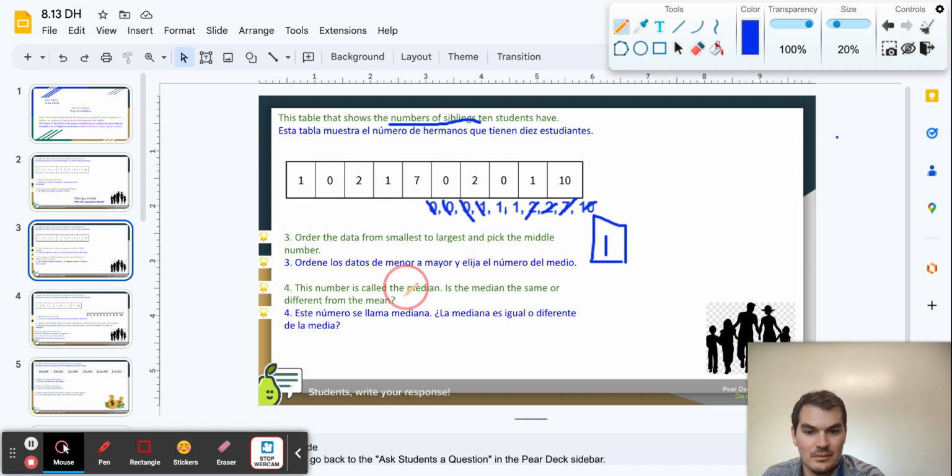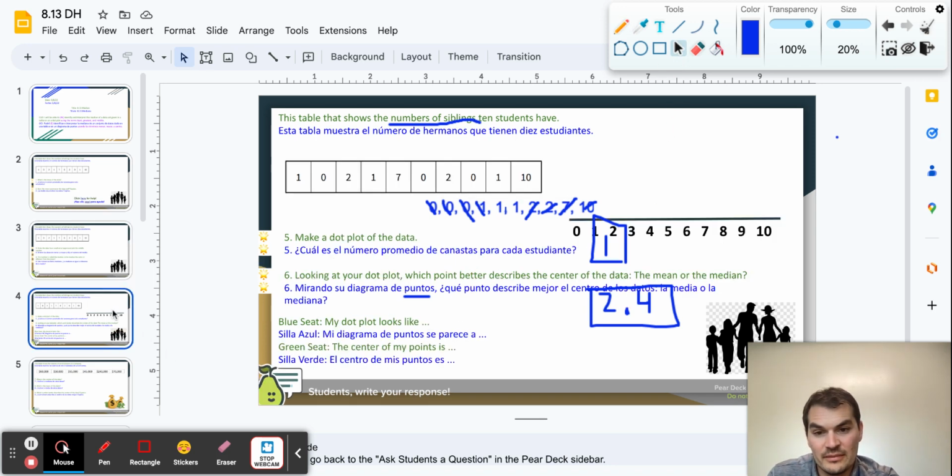It's called the median. Is the median the same or different from the mean? It's clearly different. The mean was 2.4. And so we're going to keep that in mind. And I might even just go to the next slide because we're basically going to decide which of these two is better, 1 or 2.4, to summarize the data. So let me just go there and see.